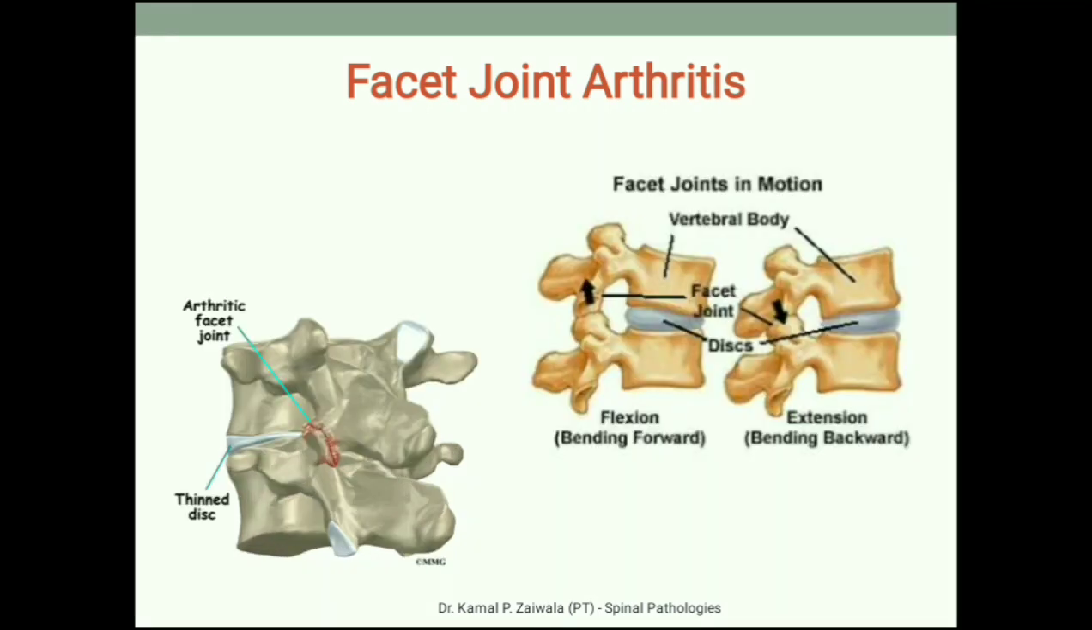Patients with facet joint arthritis will generally complain of pain during the extension motion of the spine. The reason being, on the right hand side figure, as you can see, when the lumbar spine goes into flexion, the facet joint opens. That is, while bending forward, the facet joint will open, hence there will be no approximation between the articular surfaces of the facet joint.